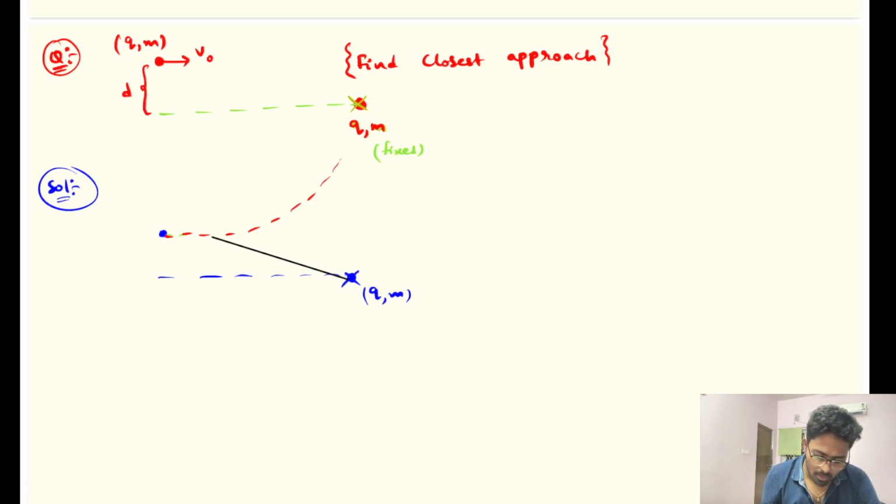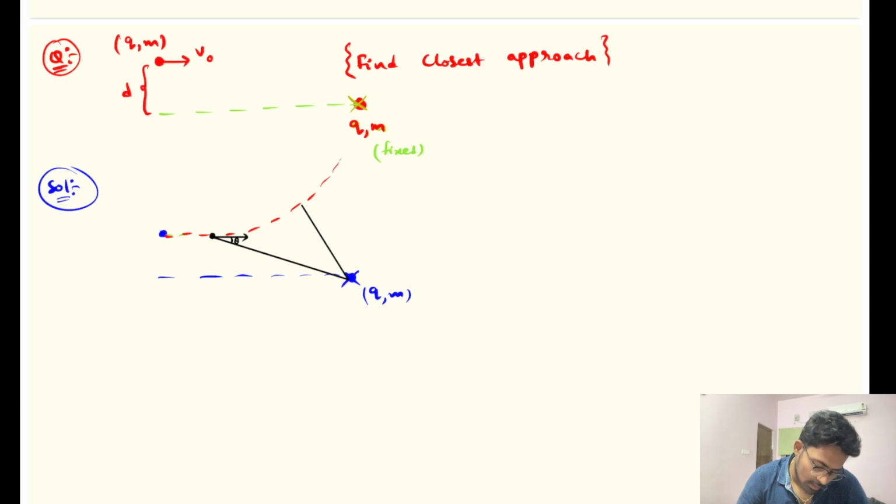Let's say the charge is over here, then the velocity will obviously be tangential, and this is the force line of action between the two charges. So you can see that when theta is, let's say, acute, then it is trying to approach towards this, and I'm trying to draw three different cases.